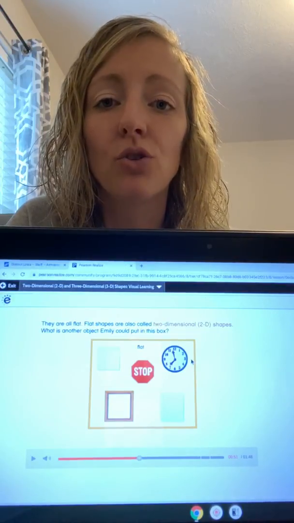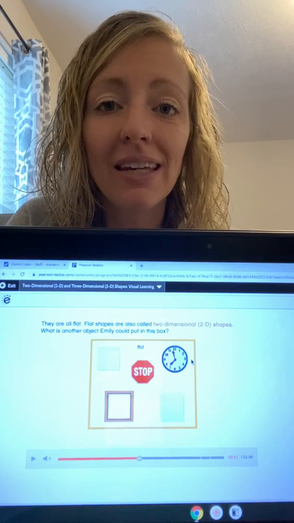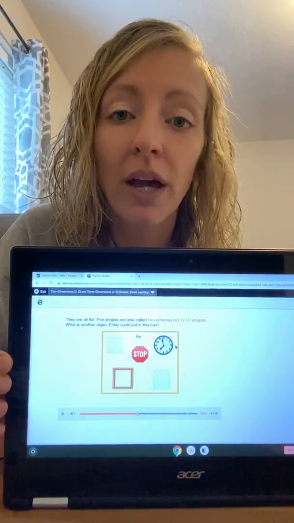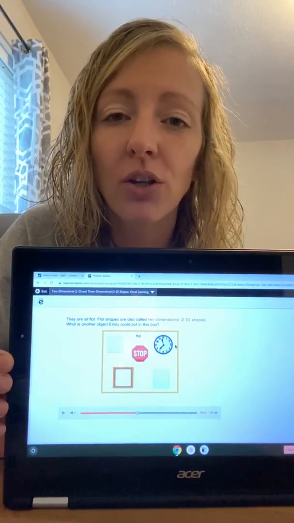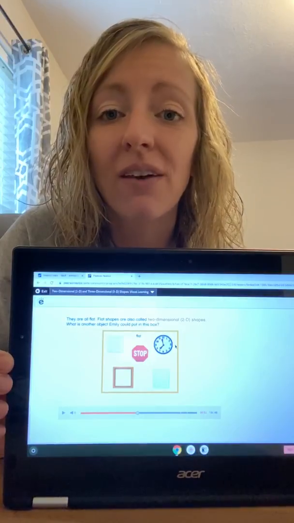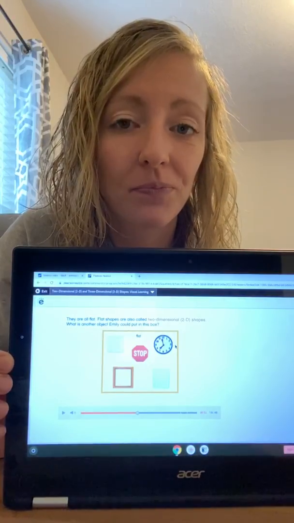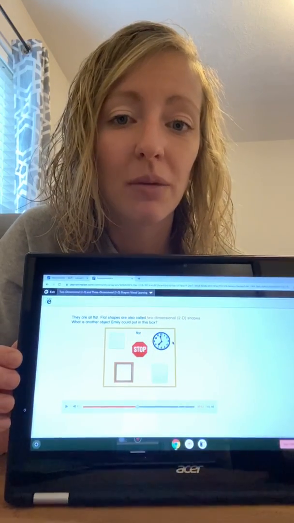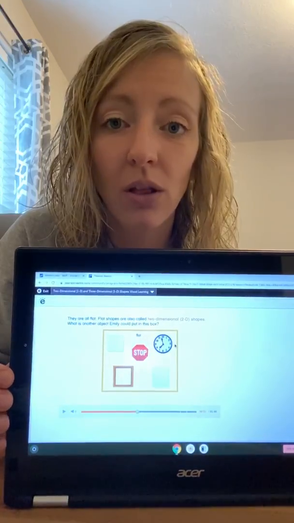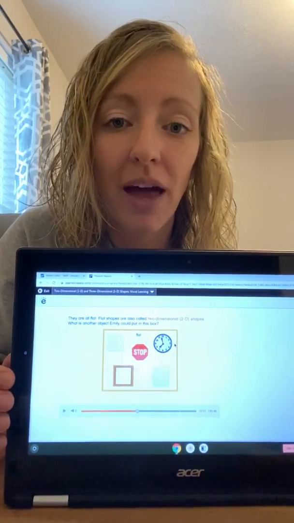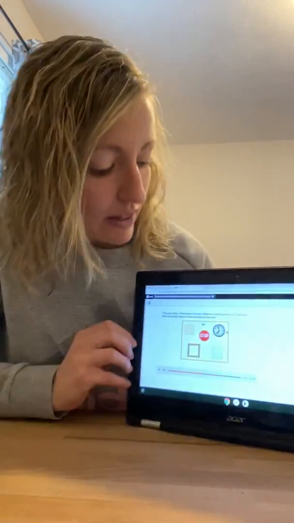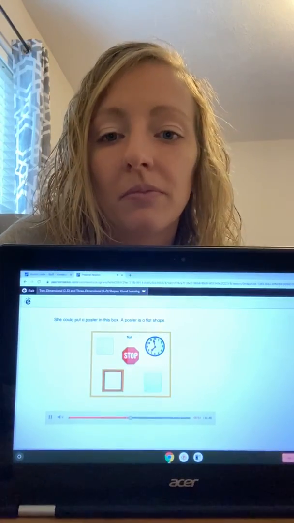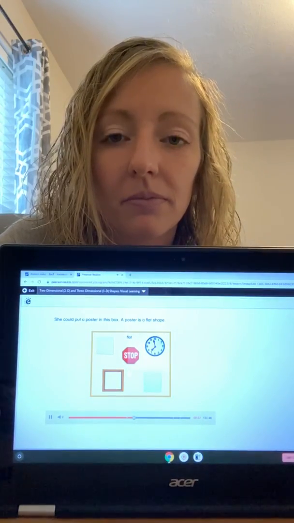Okay, so these are all our two-dimensional or 2D shapes. How do we know that they're 2D? That's right, they are flat. So can you think of another shape that would be flat? Okay, so maybe you said a rectangle. That would be a flat shape. That would be correct. All right, let's continue watching. She could put a poster in this box. A poster is a flat shape.